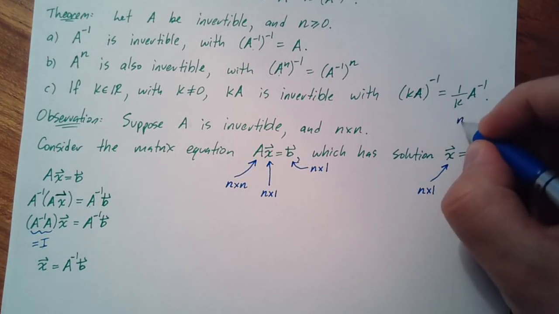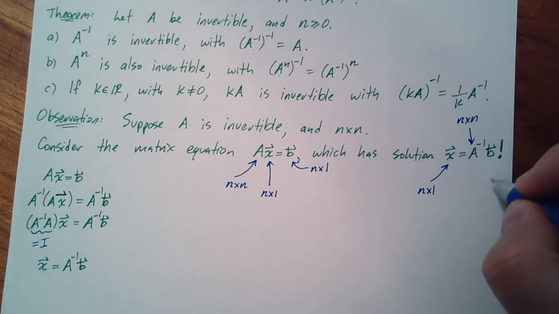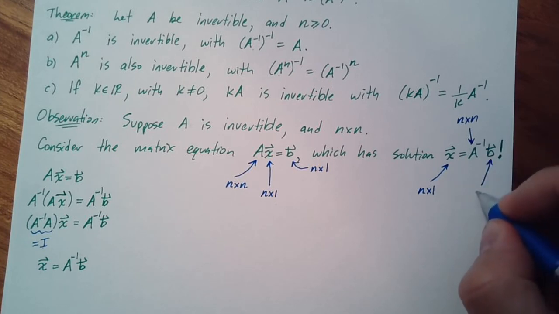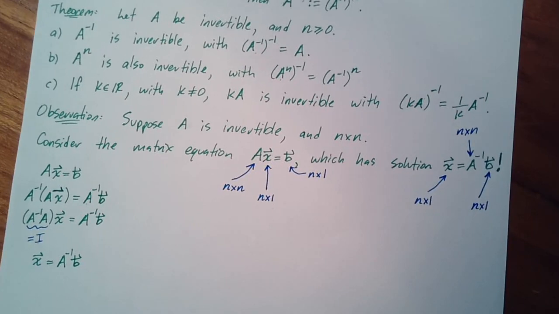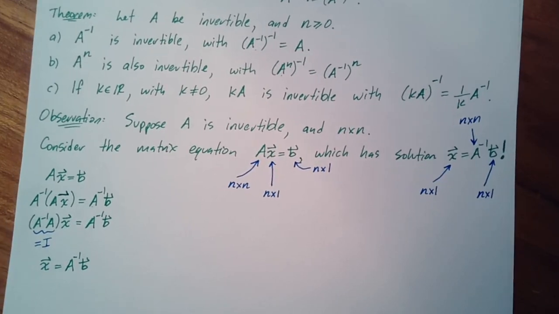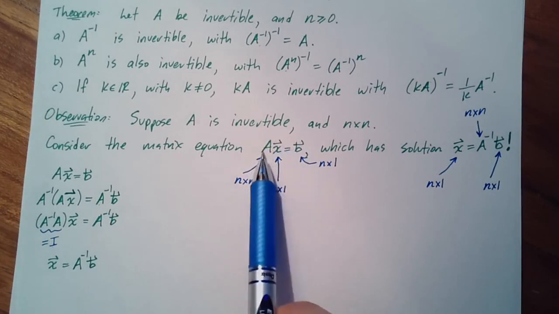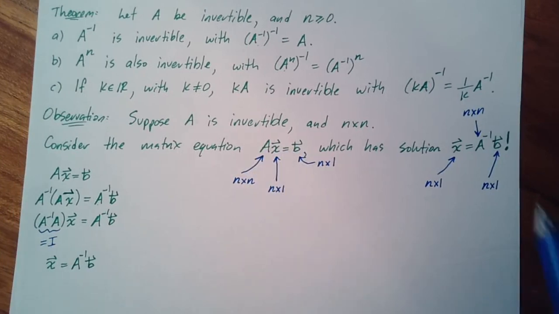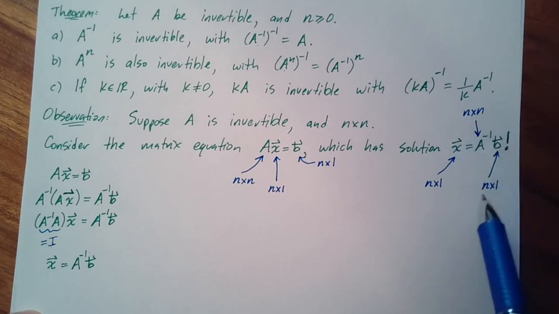I'll just squeeze that in up here, n by n for A inverse. And then B is an n by 1 matrix consisting of the constant terms, a column consisting of all the constant terms from each of the equations in the linear system that corresponds to this matrix equation. So if you multiply these, A inverse is n by n, and B is an n by 1. If you multiply them, the result is going to be an n by 1.